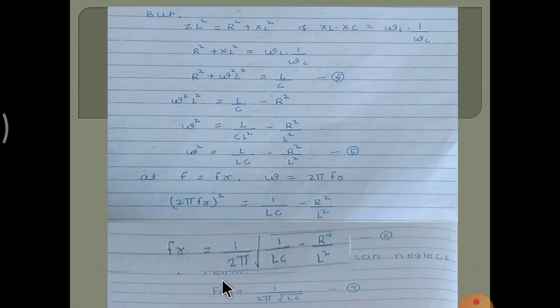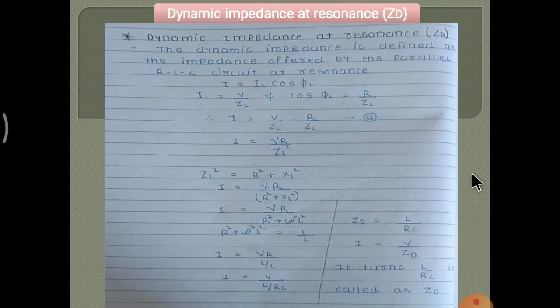This is the resonant frequency of the parallel RLC circuit: 1 upon 2 pi root LC. Next, dynamic impedance at resonance.